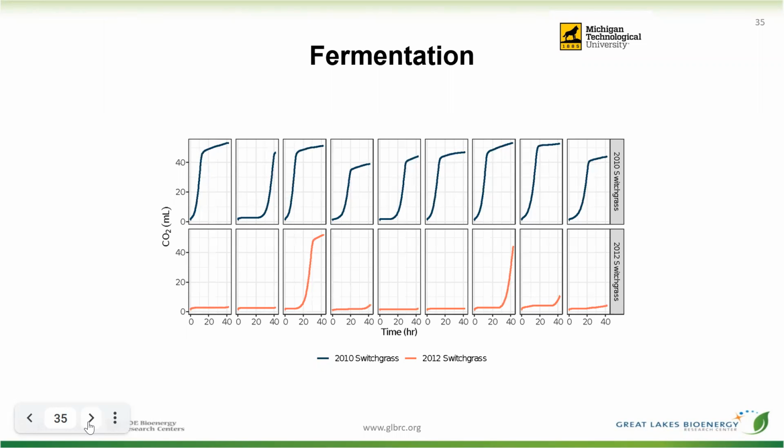This is a graph which compares the carbon dioxide produced during the fermentation experiment. 2010 switchgrass is our control sample, and we can see that in the 2012 switchgrass, there is very little volume of carbon dioxide produced, except for one sample, which was an outlier. And this shows that our results are consistent with the previous study.